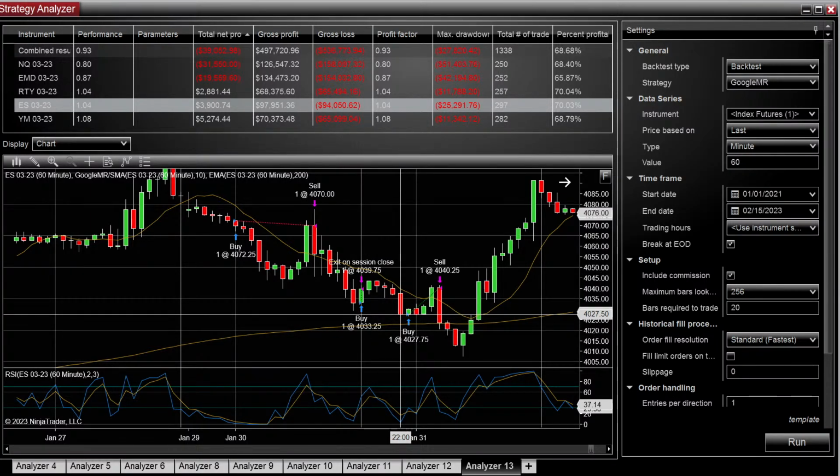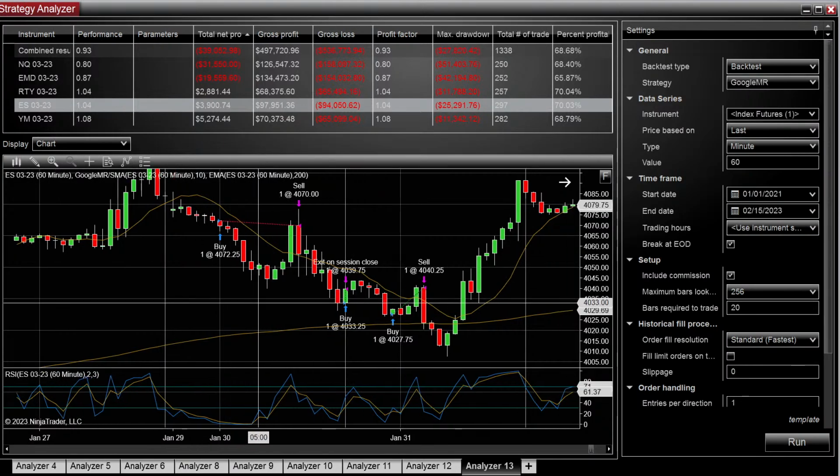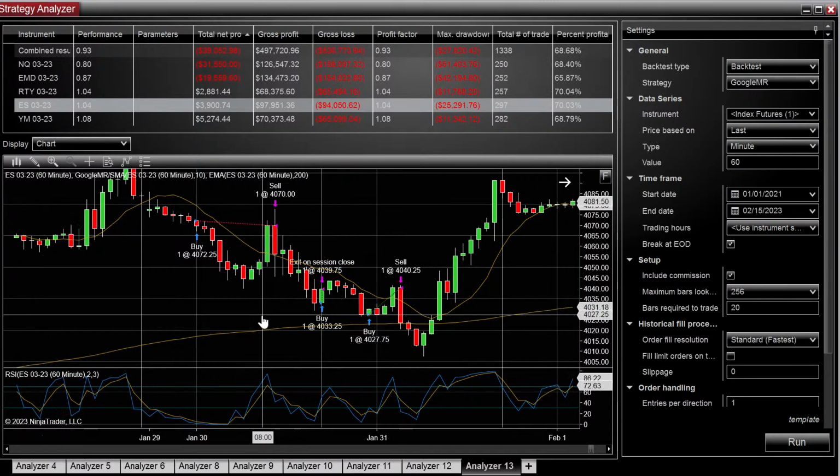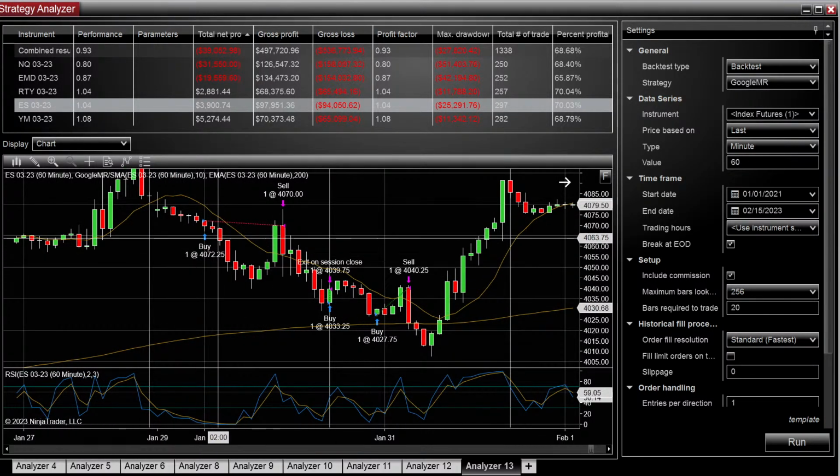And so here on this red candle, it crossed below the 10 on the RSI, and then we enter on the following open. That's why we open right here. Because it has to wait for the close, and then we enter on the following open. Okay. So that's why it's the next candle. Yeah, and that's how it's going to be on all of them.